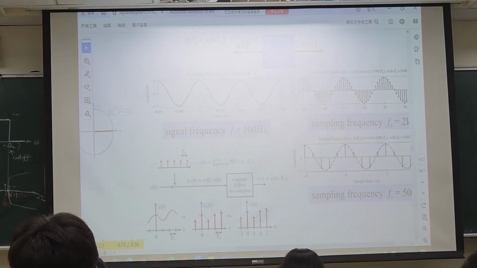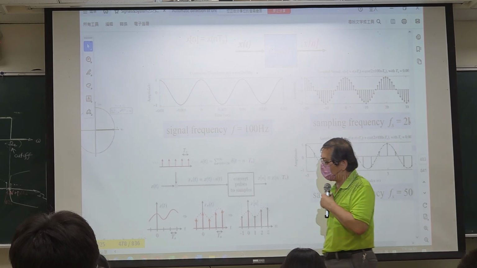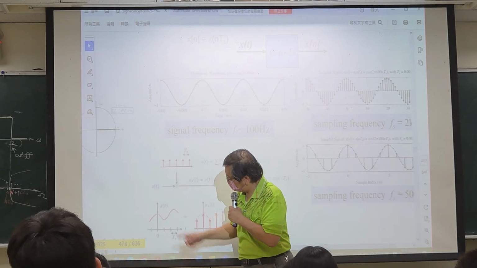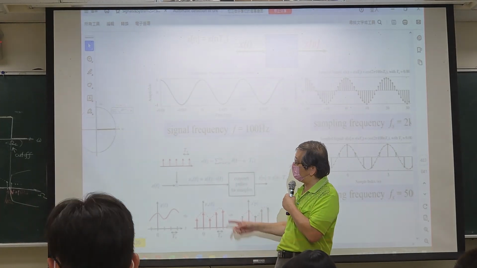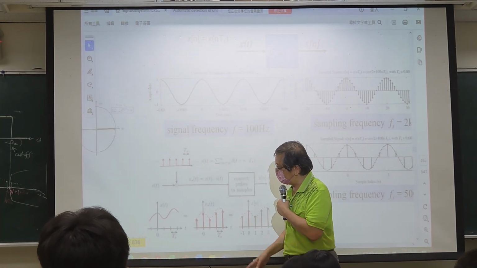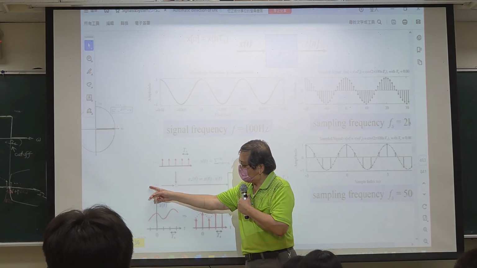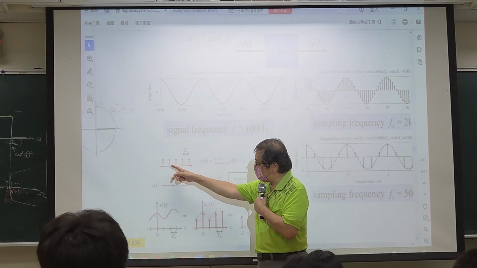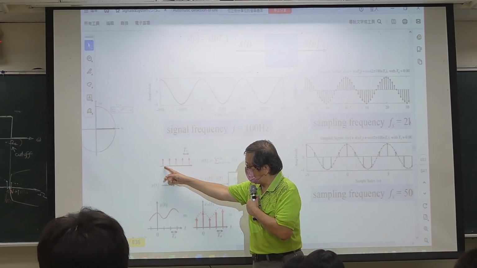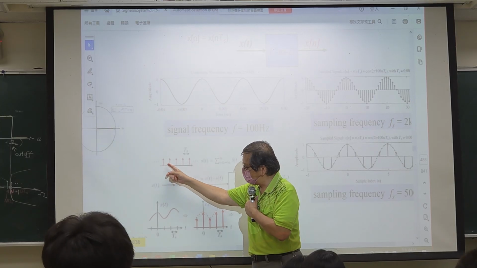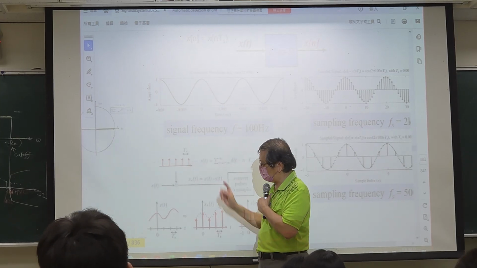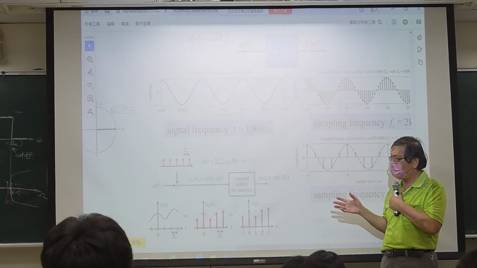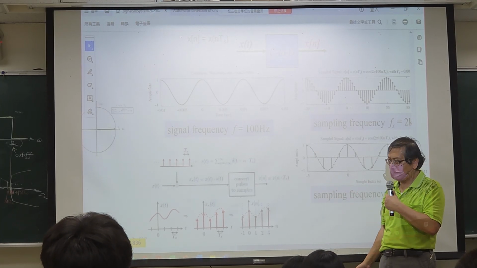The sampling process we have just mentioned is modeled by the following mathematical model. We have a continuous signal. Hopefully you can read it. This is the continuous signal, and then it goes through a sampler. This sampler is modeled by an impulse train, for a very good reason. But we are not going to go through that, so please just assume it is correct.